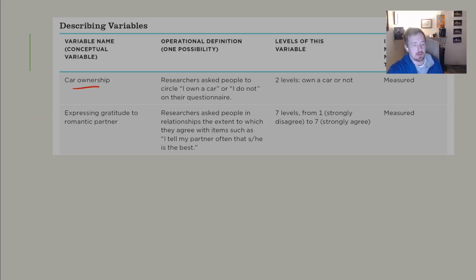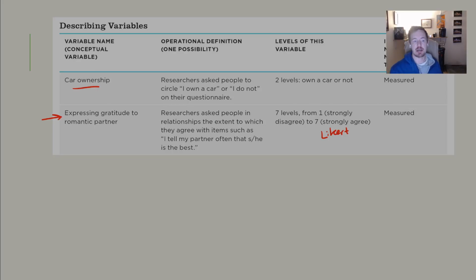Here is another example. So expressing gratitude to a romantic partner. How might you operationally define that? That's even more abstract, right? Expressing gratitude. And so here, if you ask somebody, I tell my partner often that she or he is the best, and we could rate on 7 levels from strongly disagree to strongly agree, which is called a Likert scale, which we'll talk more about later this semester. We're going to have a chapter just about self-report data.